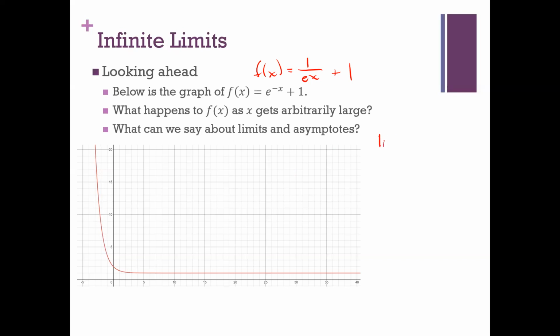So here's how we can write that. The limit as x goes to infinity of f of x is equal to 1. Does this function ever equal 1? It won't. I can get it as close to 1 as I want, but I can't ever achieve it. Does this function have an asymptote? What is it? Y equals 1. Yep.